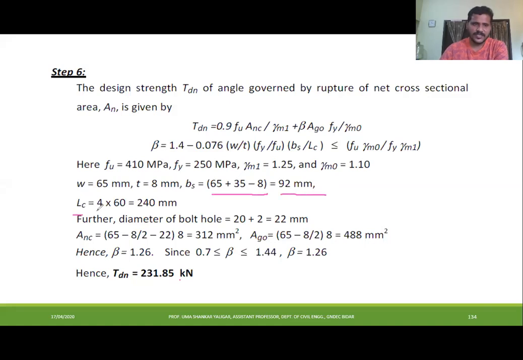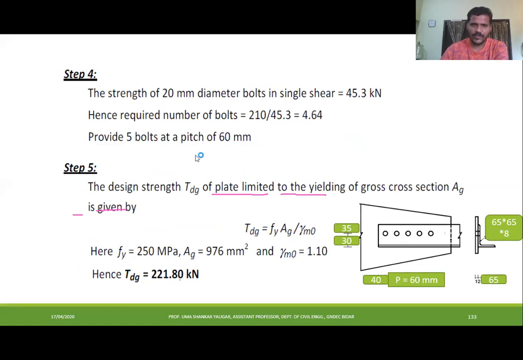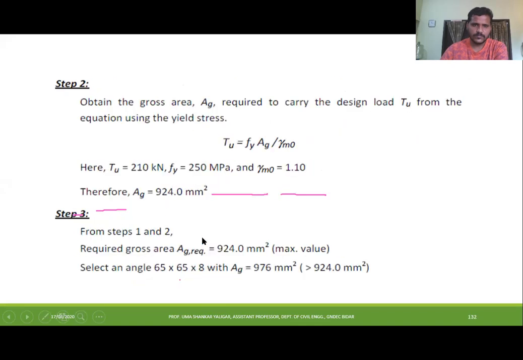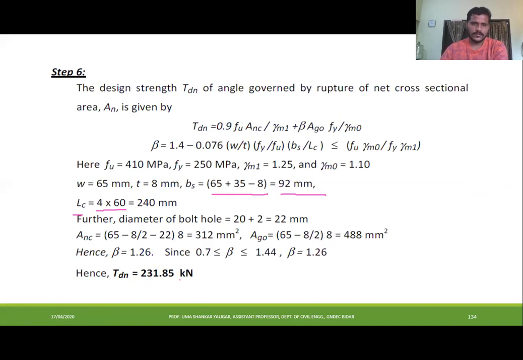And similarly, LC means the distance from the center of the first bolt to the center of the last bolt. If you see the diagram, how many bolts do we have in total? 5 bolts. Which means each distance is how much? 60 mm. Then 60 plus 60 plus 60 plus 60, that is 60 into 4. You will get 240 mm.